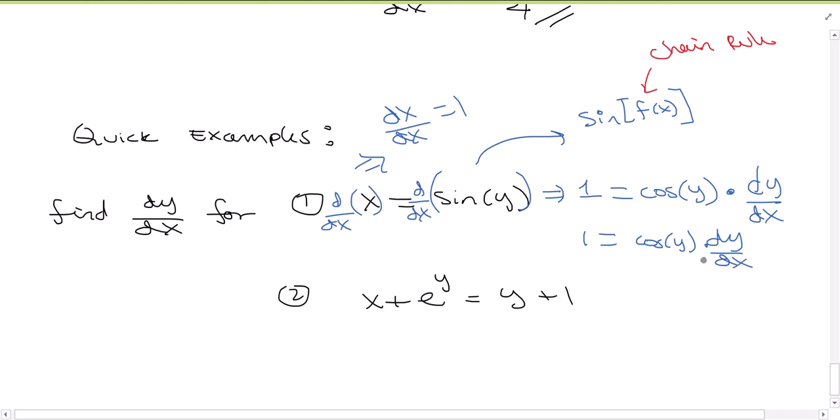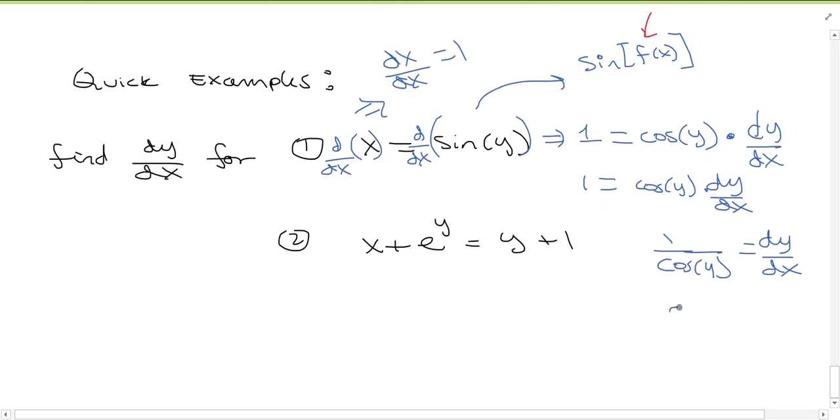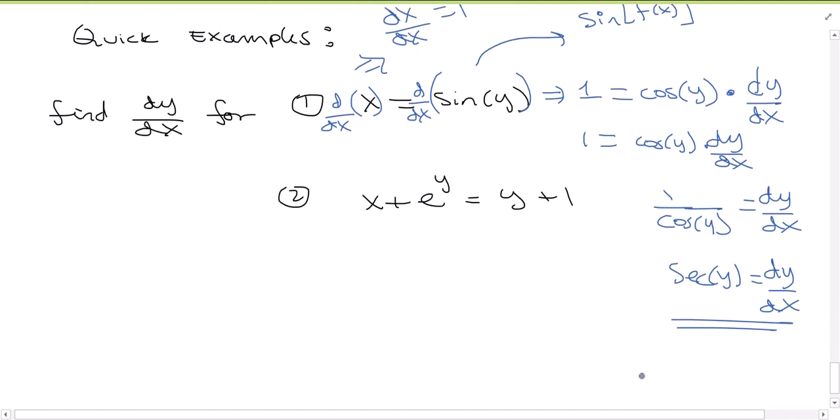If I wanted to solve for dy dx, divide both sides by cosine of y. So I'll have 1 over cosine y equals dy dx. But what's 1 over cosine? Secant. So I have secant of y will be my final answer for dy dx.